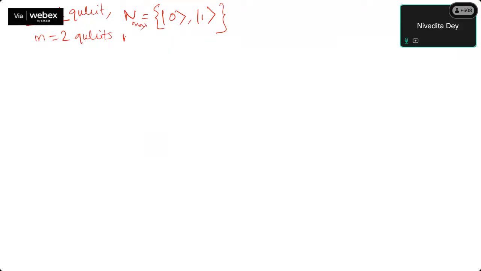So that means if I have n equals 1 qubit, then the states can be ket 0 and ket 1. If you have n equals 2 qubits, then the number of states, or N max, is 00, 01, 10 and 11.